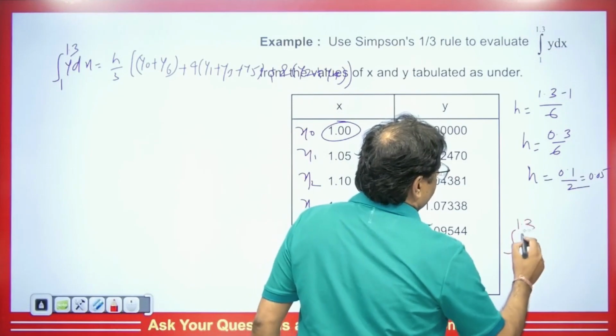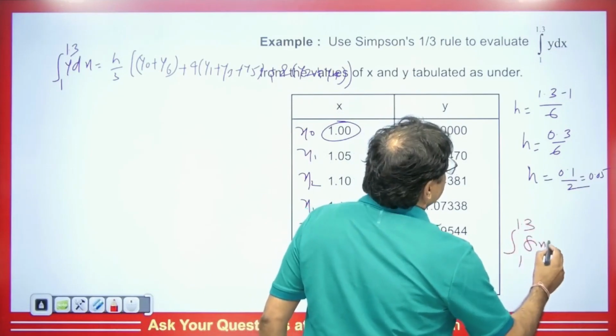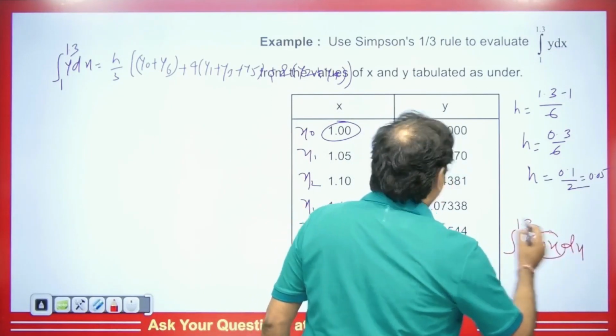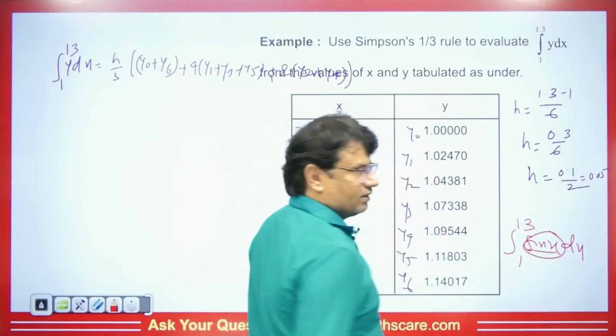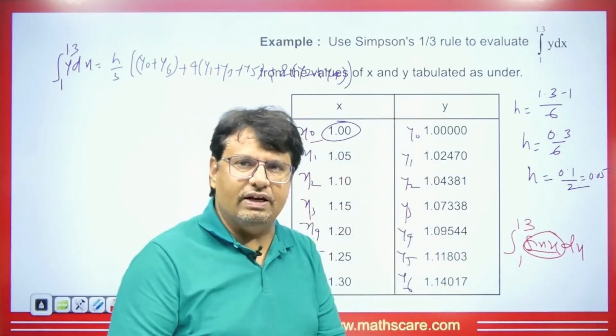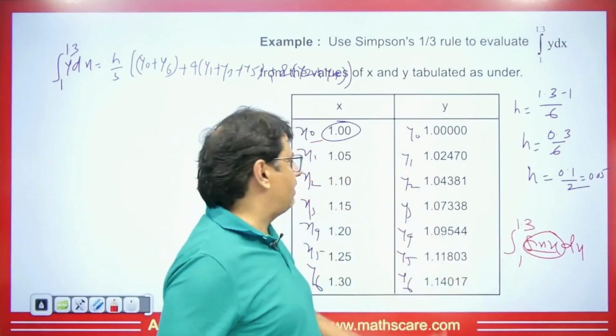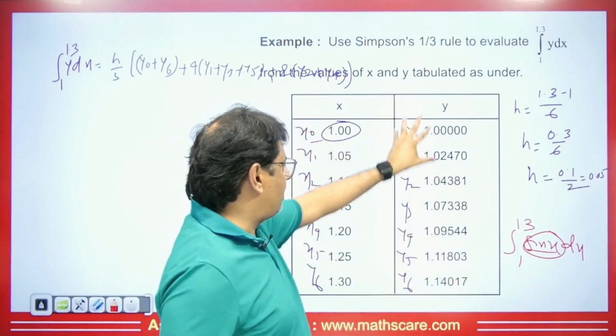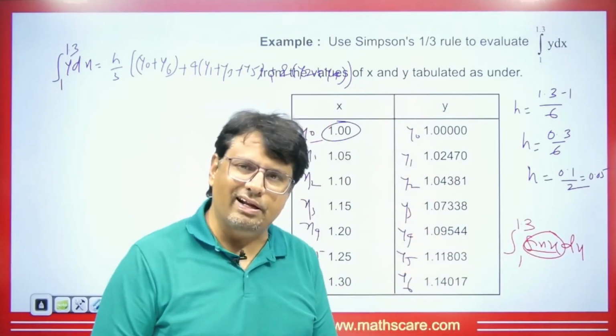The values in the next question are given as the integral from 1 to 1.3 of sin x dx. What will we do? We will put the value of x into sin x. But students, we already have this table given. When the table is given in the question, you don't need to calculate it. You can directly take x0 and the corresponding values y0, y1, y2.